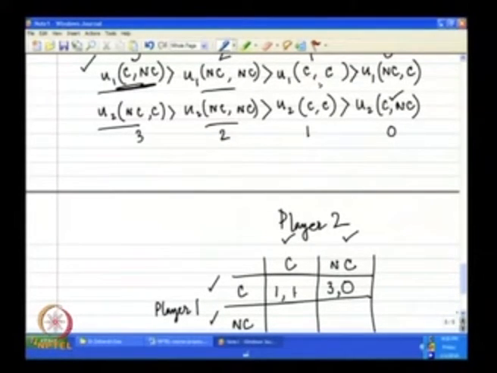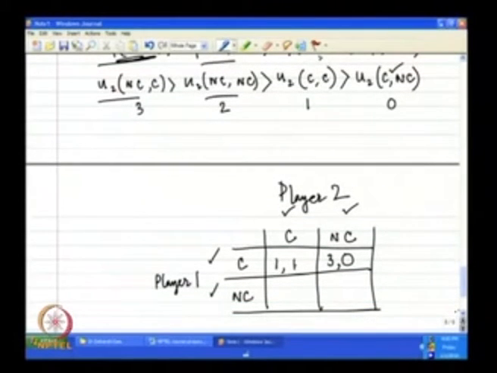Okay. Then let me come to NCC. If NCC is the action profile, then this is the best case scenario for player 2, he is getting 3, but this is the worst case scenario for player 1, because he is not confessing, the other person is confessing. So, player 1 will go to jail for 5 years. So, this is 0.